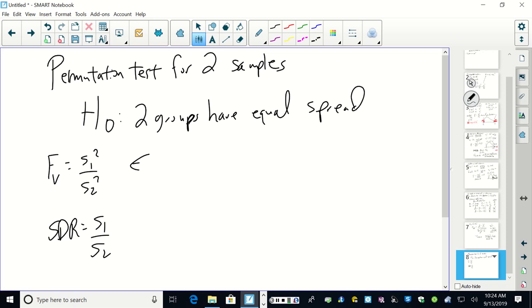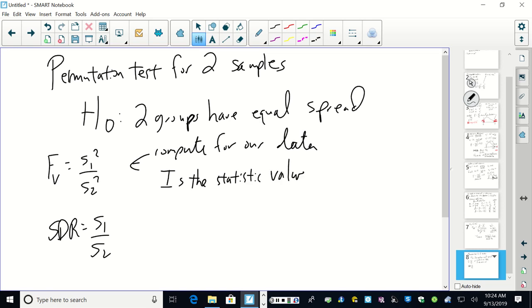So we compute these for our data. And then we want to ask, is the statistic value unusual for the null, for the H0, for the null hypothesis, right? If our statistic is really unusual for the null hypothesis, we reject the null hypothesis. Right? So how do we do that?